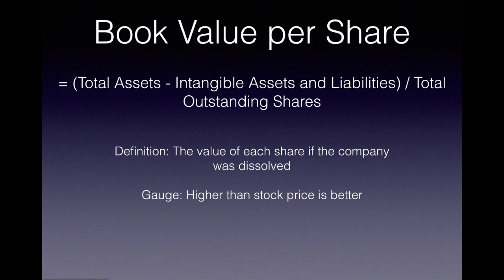Book value per share is an important one. The book value would tell you how much each share would be worth if the company was dissolved today. If the book value is higher than the current stock price, then that might indicate that the company is undervalued and a good time to buy. Conversely, if the book value is lower than the current stock price, that might indicate that the company is overvalued and in danger of falling.